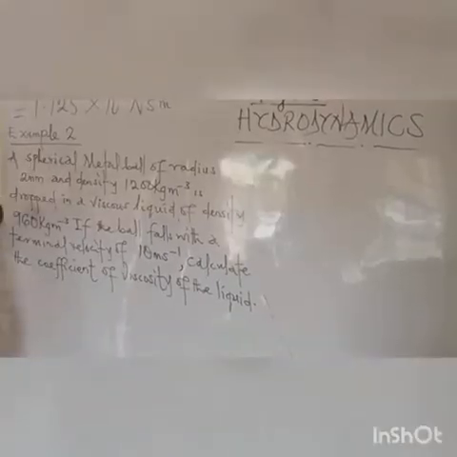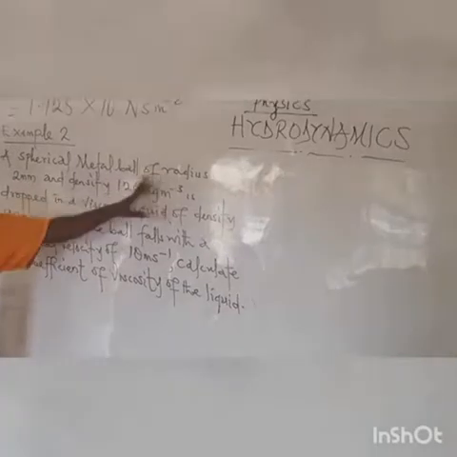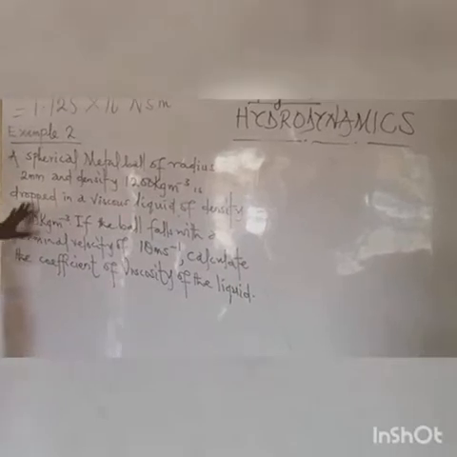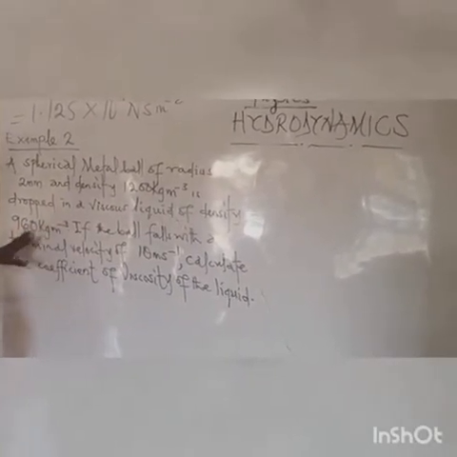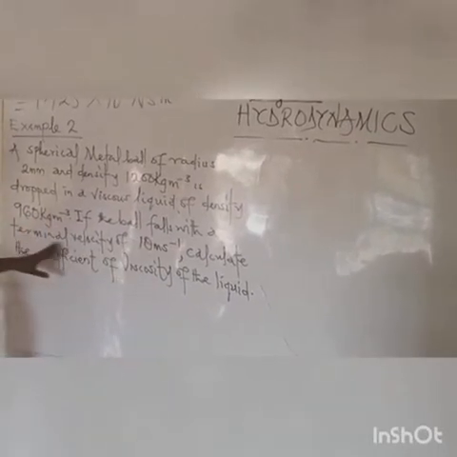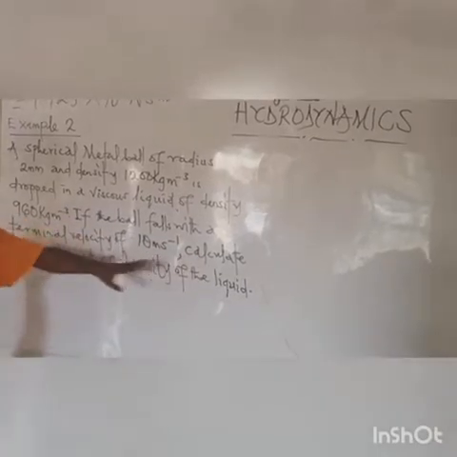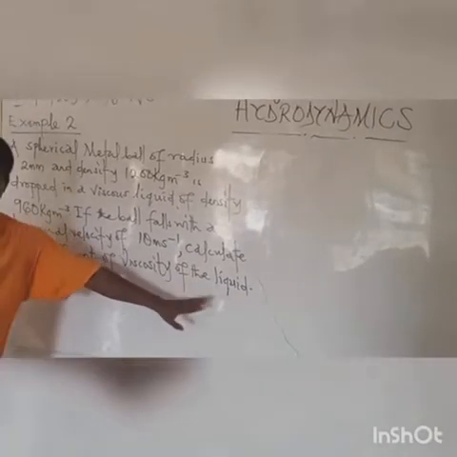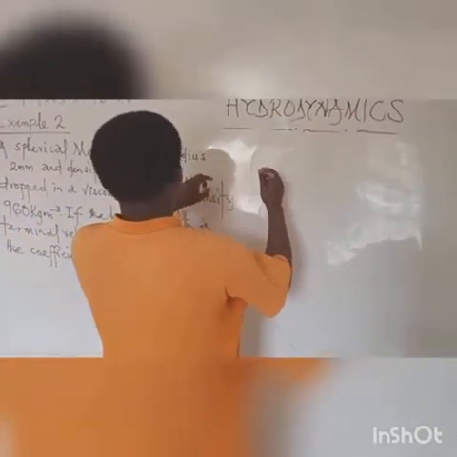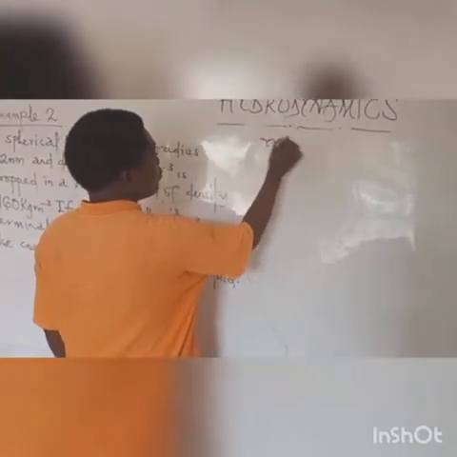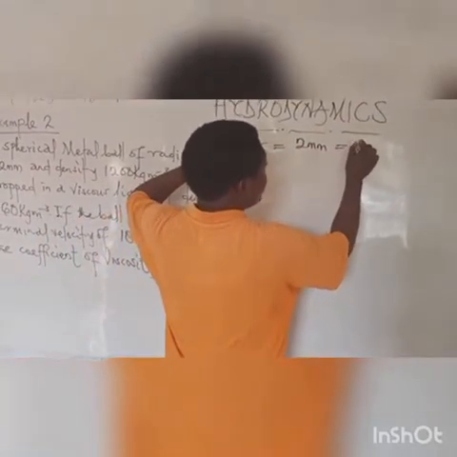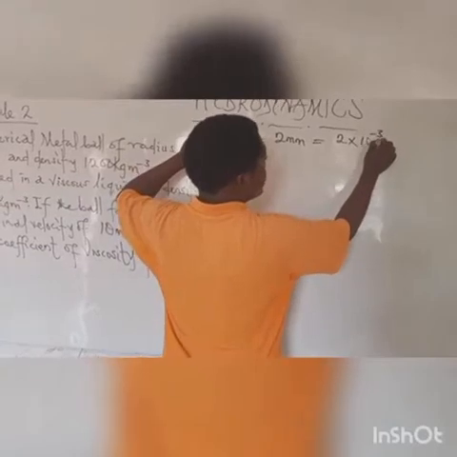Let us look at example 2. A spherical metal ball of radius 2 mm and density 1,200 kg per meter cube is dropped in a viscous liquid of density 960 kg per meter cube. If the ball falls with a terminal velocity of 10 meters per second, calculate the coefficient of viscosity of the liquid. Let us write all the parameters given. We are given the radius of the ball, r is equal to 2 millimeters, which is equal to 2 times 10 raised to power minus 3 meters.